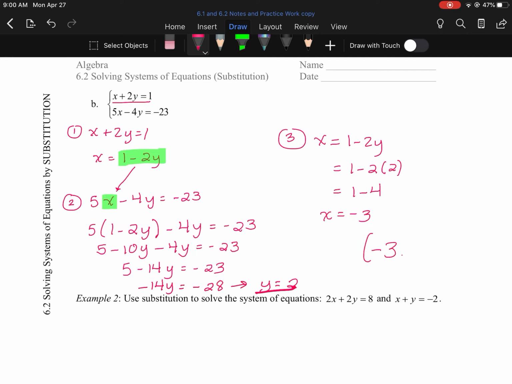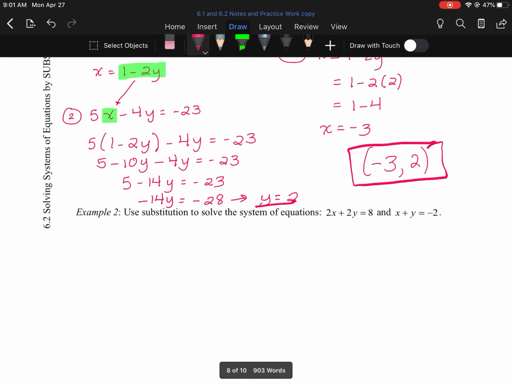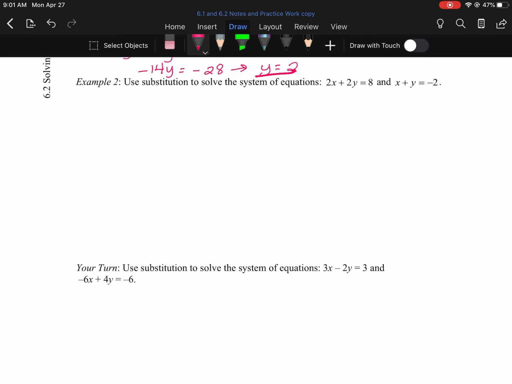So this ordered pair, the solution, is negative 3, 2. All right, so hopefully you were able to get that one correct. So let's move on to the next example. It says use substitution to solve the system of equations. So here's my 2. You don't have to rewrite them vertically. Sometimes I prefer to, but you are more than welcome to keep them written horizontally there.